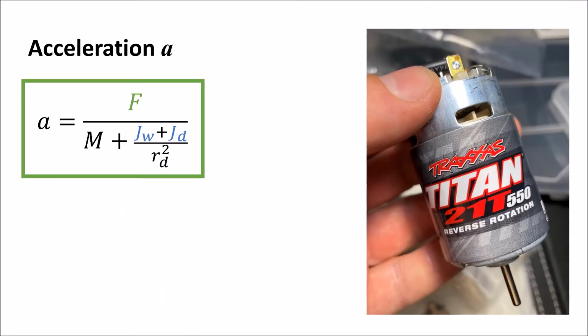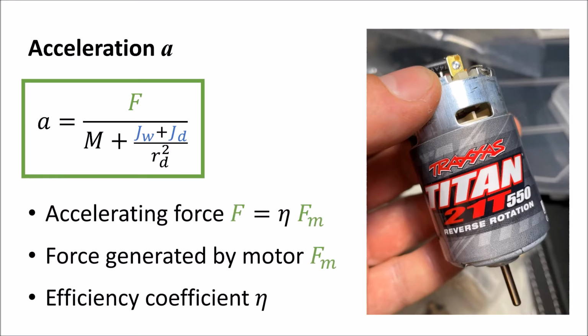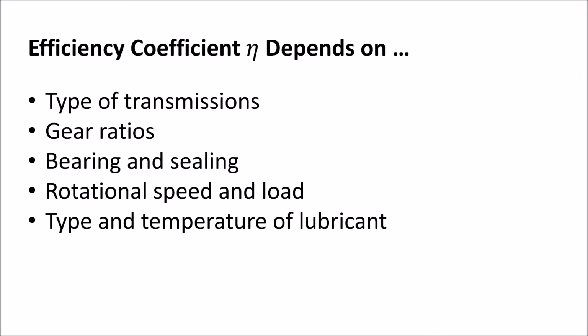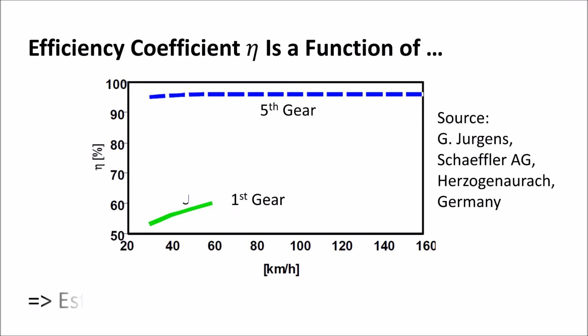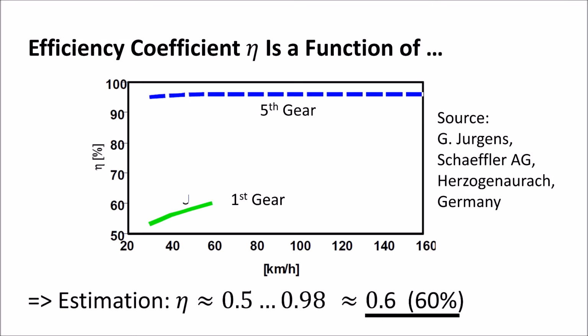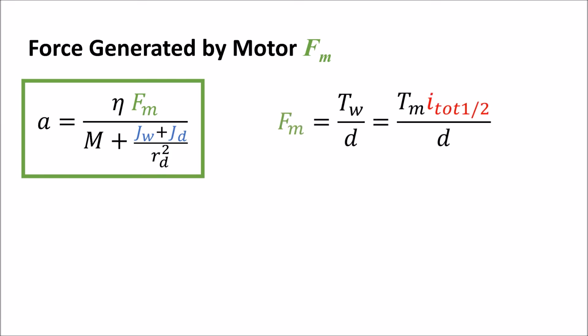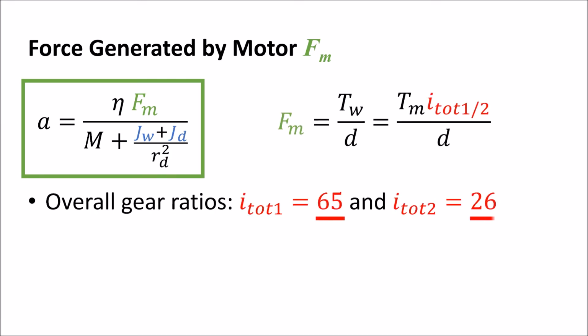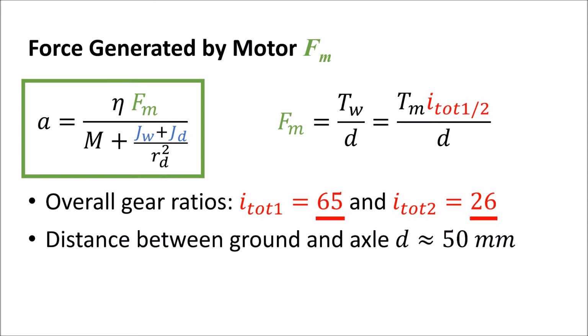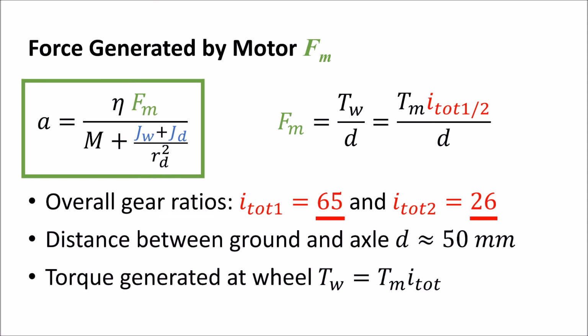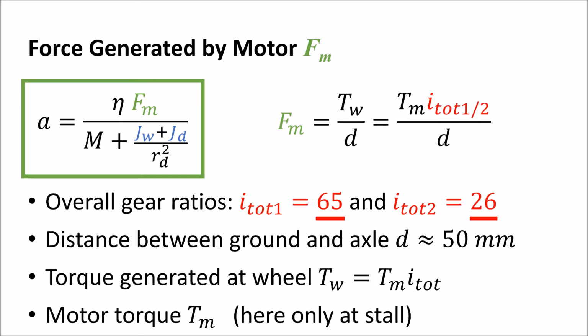To compute the acceleration of the car, we also need to know the force acting on the car. This force is given by the force produced by the motor after taking into account the efficiency of the motor and drivetrain. The force accelerating the car depends on the motor torque, the overall gear ratio, and the distance between the ground and axle, which is a value that is a bit smaller than a wheel radius in an unloaded condition.